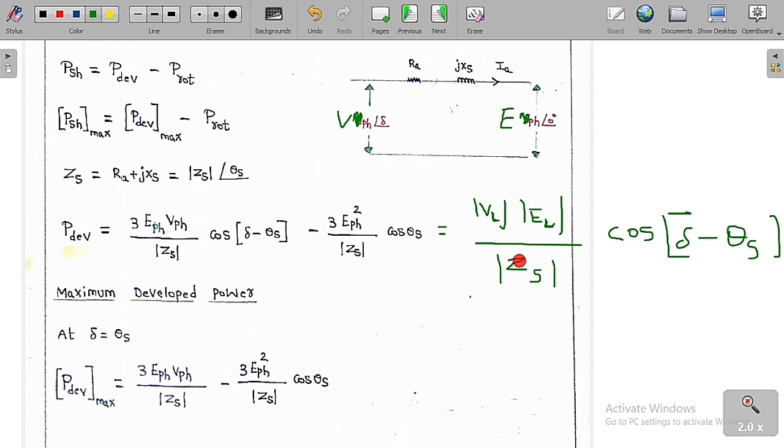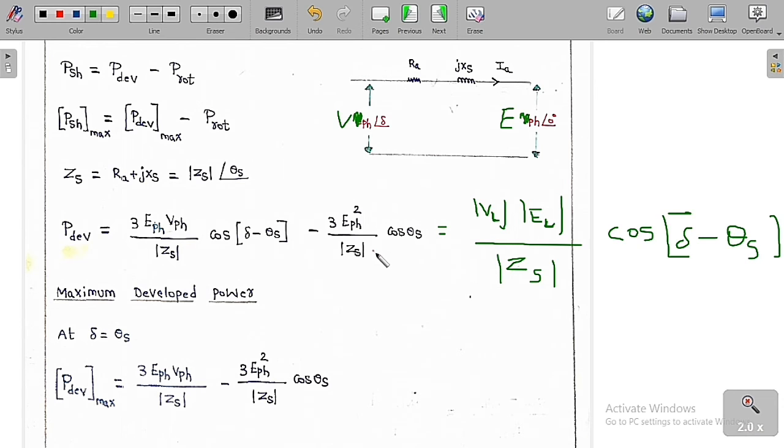So in this equation, if you substitute VL is equal to root 3 into V phase and EL is equal to root 3 into E phase, then finally you are going to get 3 into E phase into V phase by mod of ZS cos delta minus theta s minus 3 E phase whole square by mod of ZS cos of theta s. This is the equation that you are going to get from this one.